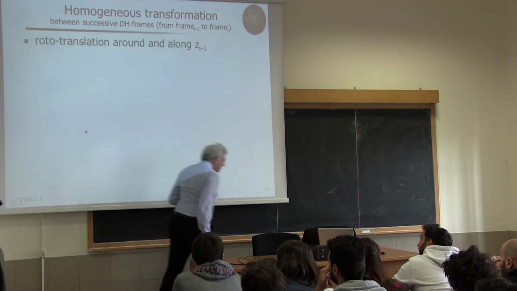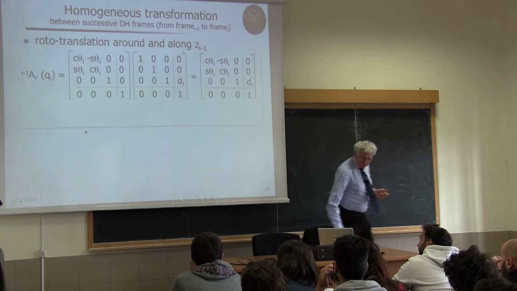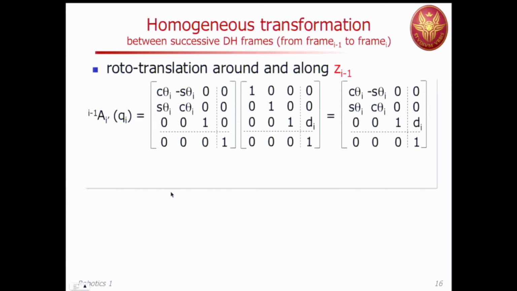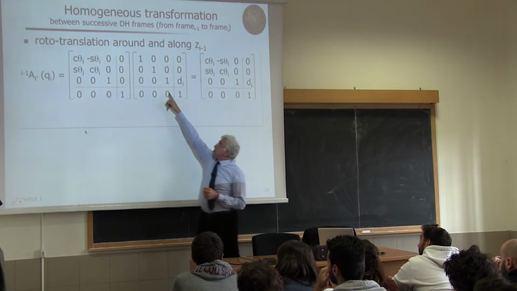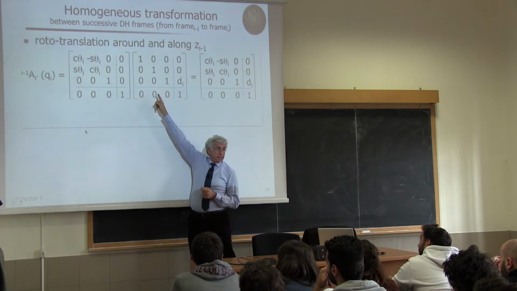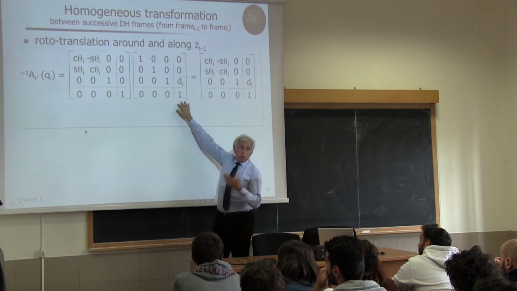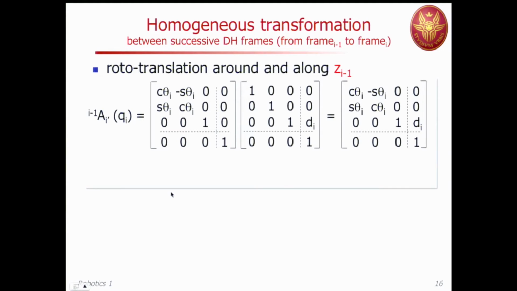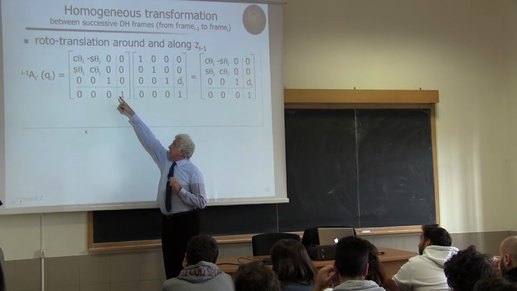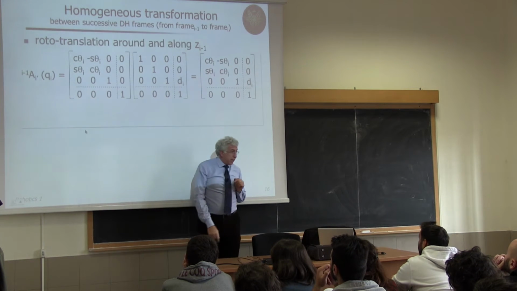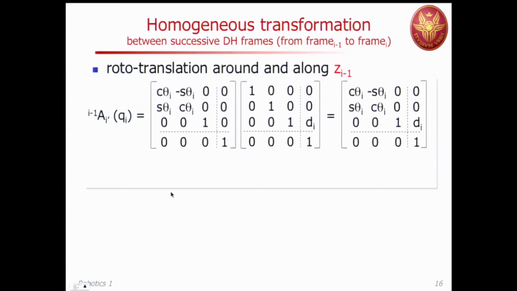So these two elementary things are represented by homogeneous transformation matrices. See, this is a translation because there's no rotation, it's the identity. The last row is always 0, 0, 0, 1, and this is a translation along the current z-axis, which is z_{i-1}. And this is no translation and a rotation around the current z-axis, which is z_{i-1}.